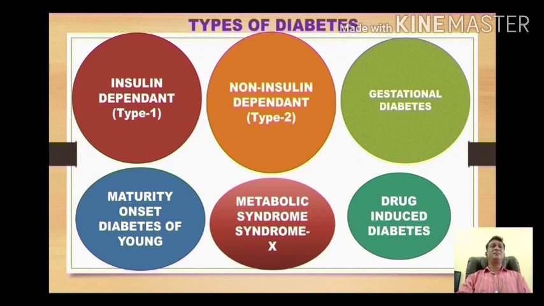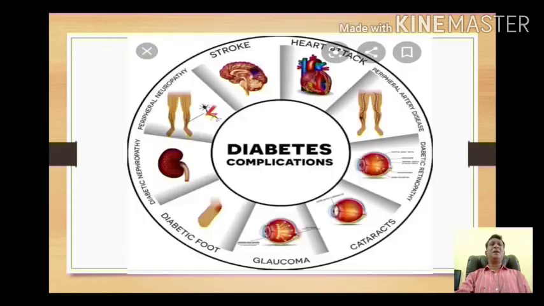The next is drug-induced diabetes. There are many drugs which can alter the functioning of the natural hormone insulin. So whenever the functioning of insulin is altered, it will not metabolize or utilize the glucose particles. In such a condition, there is an increased level of glucose inside the blood vessel, and due to this, diabetes is produced. The next topic is the diabetes complications.